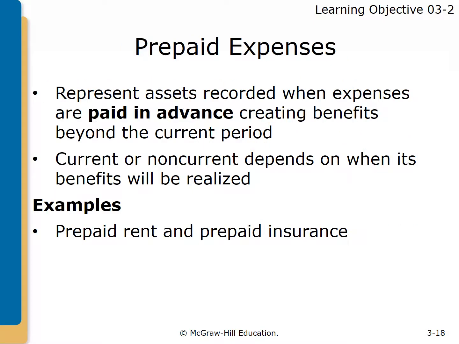Prepaid expenses. Remember, these are assets. When an expense is paid for in advance, you cannot call it an expense. The expense recognition principle, remember, says you can't record something as an expense until you actually receive that service. The expense occurred. Today, when we pay for something, it's a prepaid expense. We'll get the service in the future, like insurance or rent. So it sits as an asset, and if we're going to receive that service within 1 year, it's a current asset.